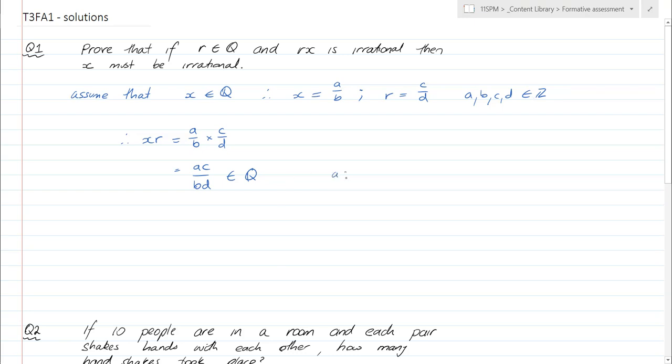And AC and BD must also be integers. And therefore AC over BD is rational, and therefore Rx is a rational number, which is a contradiction. I've only made one assumption in the question, and therefore that assumption must be wrong due to the contradiction, and so therefore X must be irrational. That is the shortest and easiest proof.